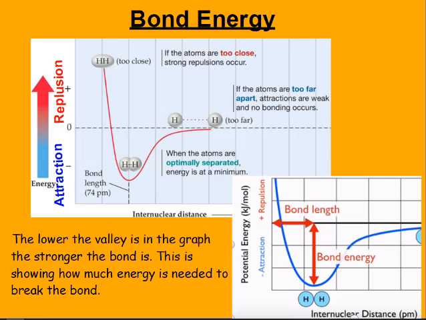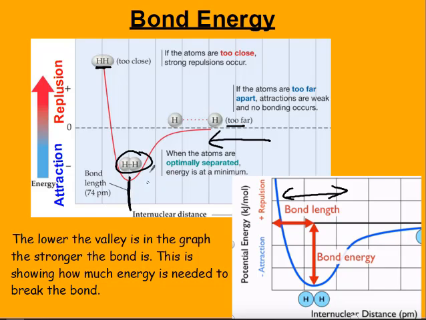We also have seen one of these charts before. So with bond energy, we have bond length, which is left to right. The further to the right it is, the longer the bond length. The further to the left, the shorter the bond length. Notice that this one is too close. Therefore, we're going to have repulsions happening, and these are too far. So further to the right is too far, further to the left is too close. At the optimal separation, that's where we're going to find the bond length.